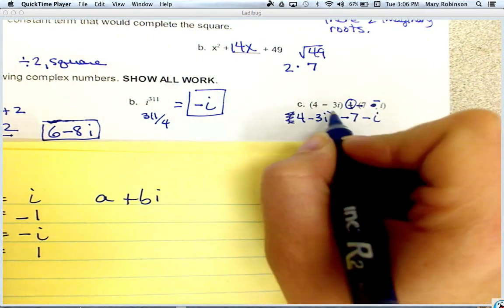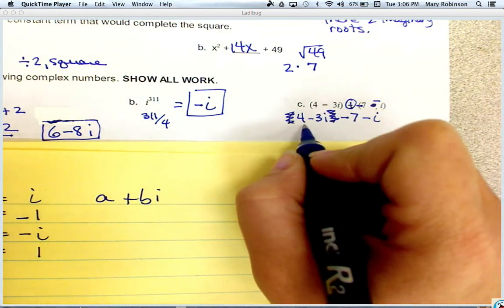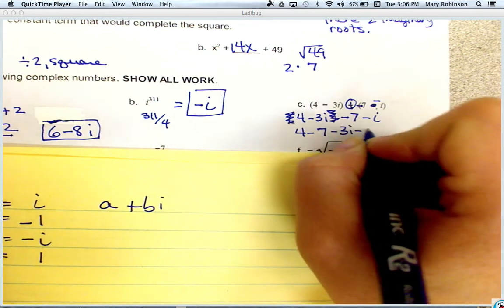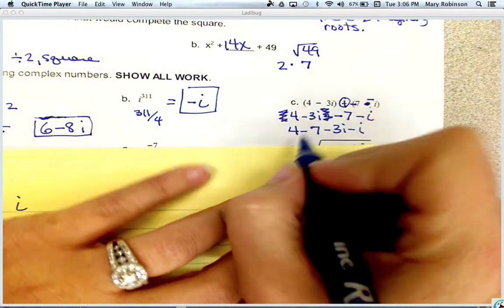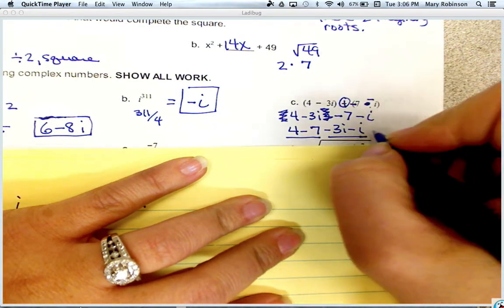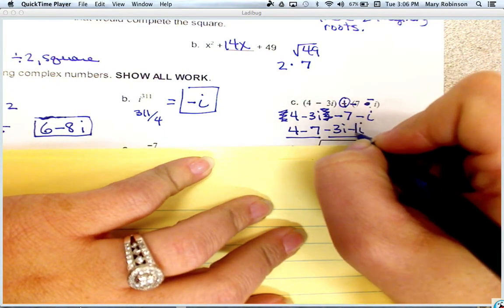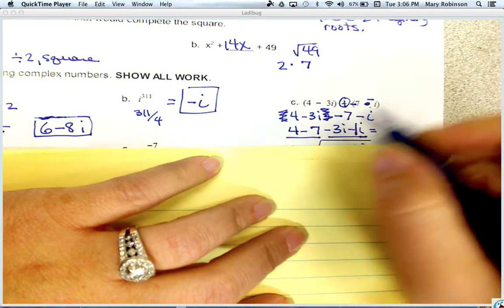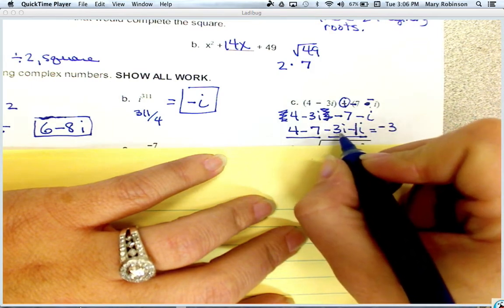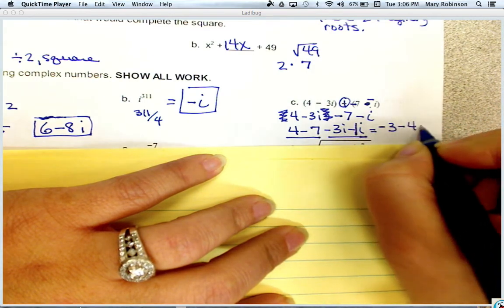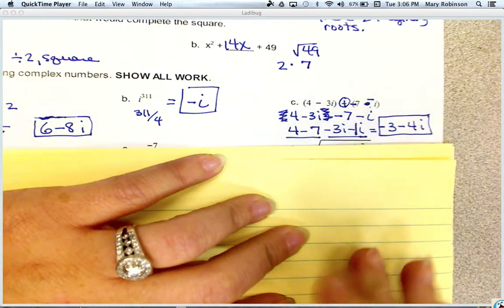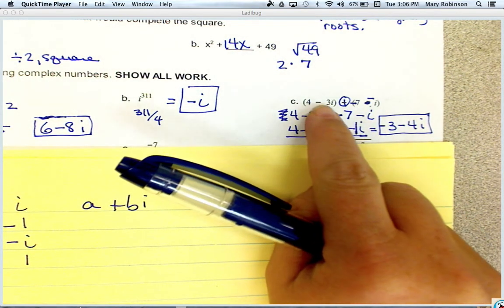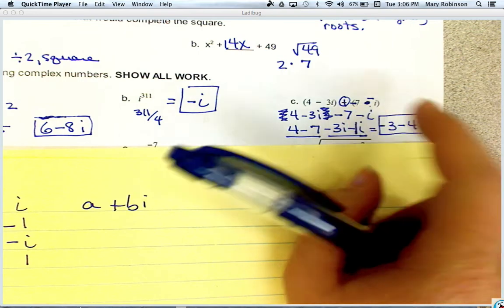Well, these parentheses here are really unnecessary at this point. Actually, I'm going to rewrite it so that I have 4 minus 7 minus 3i minus i, so my like terms are next to one another. So I can combine these integers here and these i terms, remembering that if I don't see a number, it does have a coefficient of -1. So 4 minus 7 is -3. And -3i minus 1i is -4i. So that's what we should get. So just think 4 minus 7 is -3, and -3i minus i is -4i.